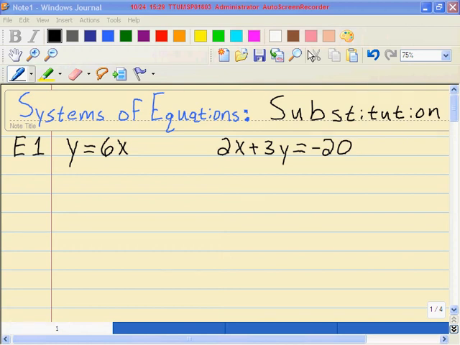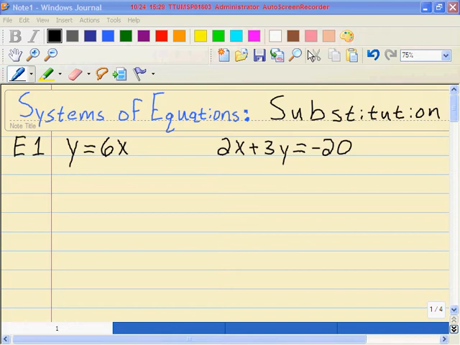Okay guys, today we're going to be going over the substitution method for solving systems of equations. It is assumed that you already know the graphing method for solving systems of equations, even though it is not needed for solving systems of equations.